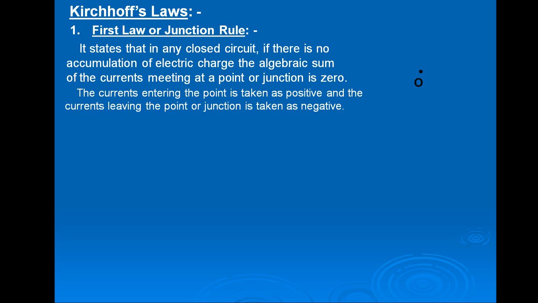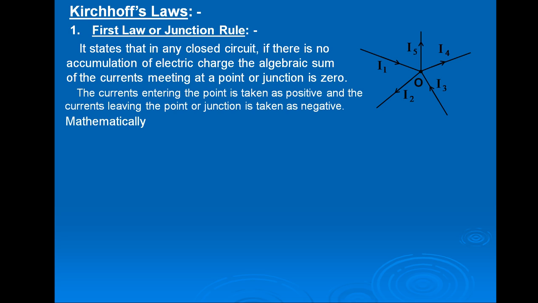Suppose this is the junction O and current I1 is entering the junction O. In another branch, current I2 is leaving the junction O. In another branch, current I3 is entering the junction O, and in another branch, current I4 is leaving the junction O, and in another branch, current I5 is leaving the junction O. This is any junction O in any closed electric circuit.